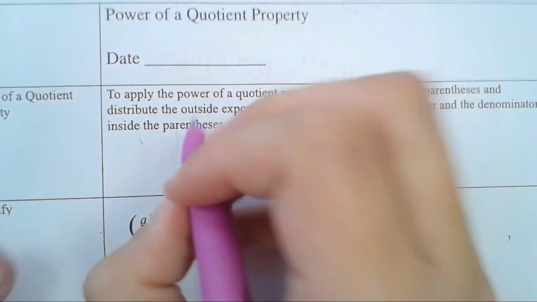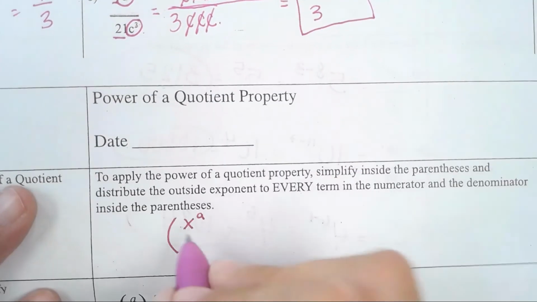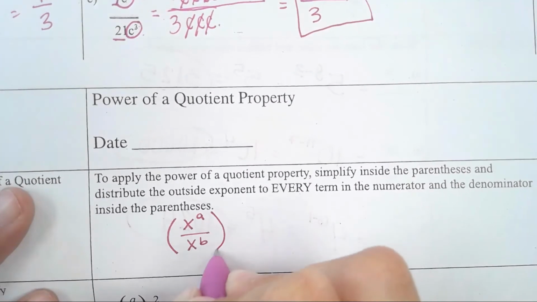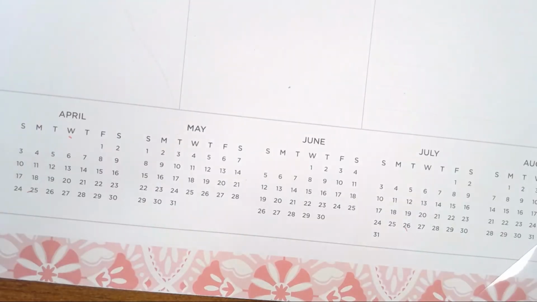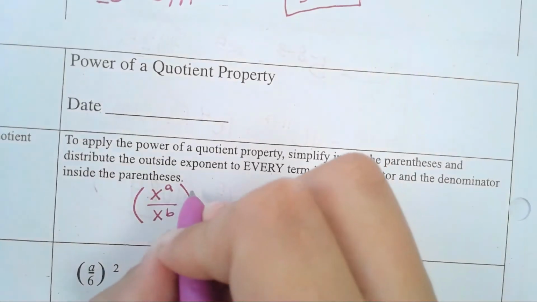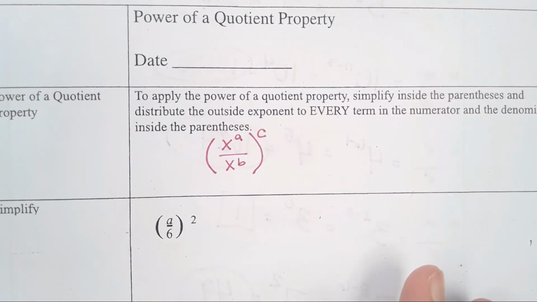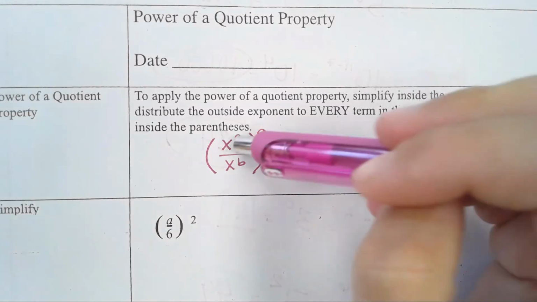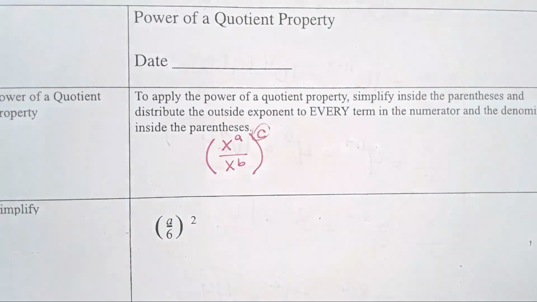So what this really means, let me see what they did on the back side. If we have x to the a power over x to the b power, all to the power of c, you first would have to simplify what's on the inside, and then you would take it to this power by multiplying your exponents.